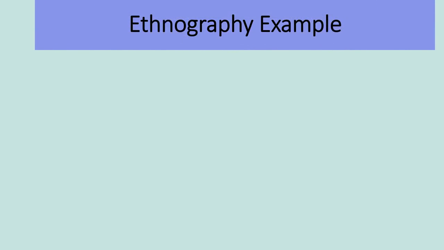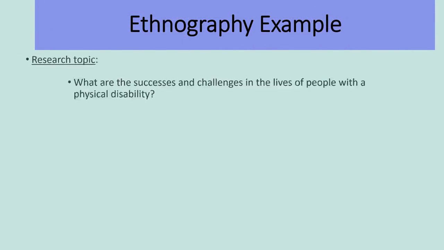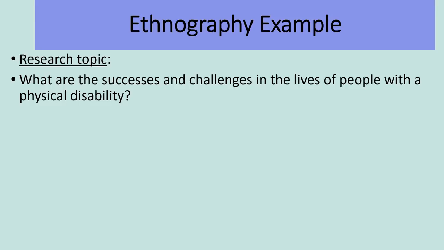Using an ethnography, a researcher could become an observer in a support group for people with physical disabilities. Observational and informal conversational data could be used to learn about how people with a physical disability form and maintain social norms in their group and create shared meanings with respect to the research topic of successes and challenges in their lives. The sampling could be purposive because the researcher would need to identify a specific support group to attend.